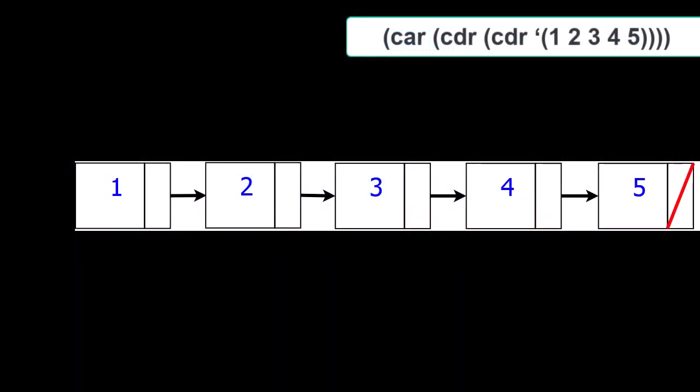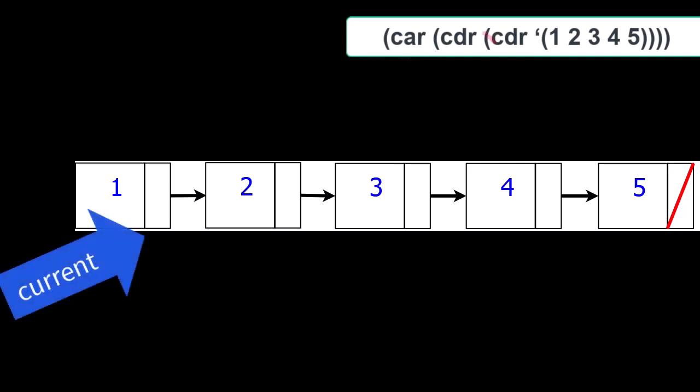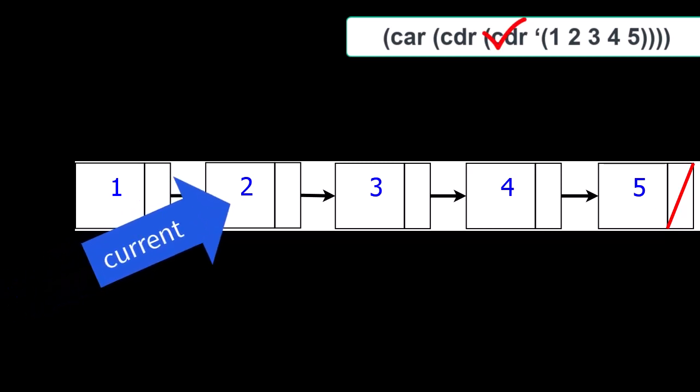So as we're given our list of 1 to 5 here, we're going to do the equation that we're given with a car and 2 CDRs. We're actually going to do the inside out first, and remember, almost kind of doing it backwards. First, we're going to get the CDR of the entire list, which, remember, is the rest of the list, skipping the first item. So it'll be first all of that.